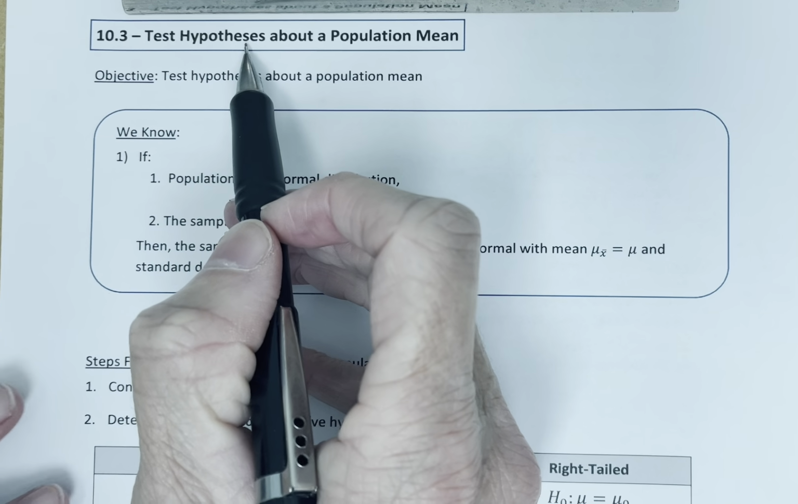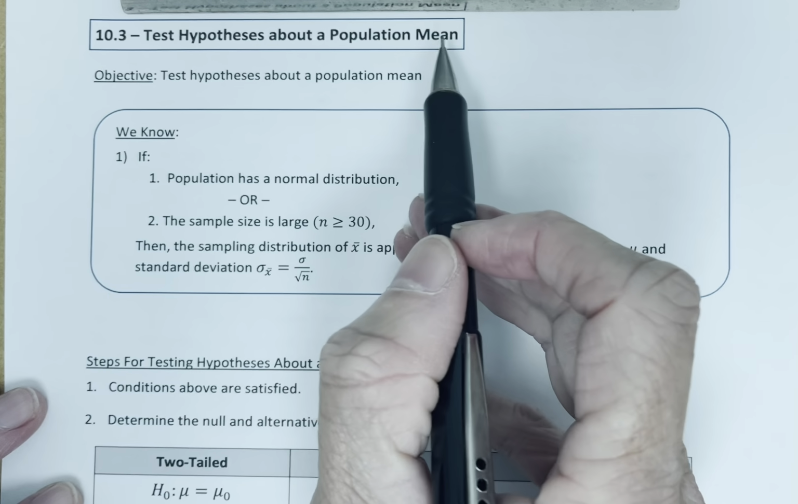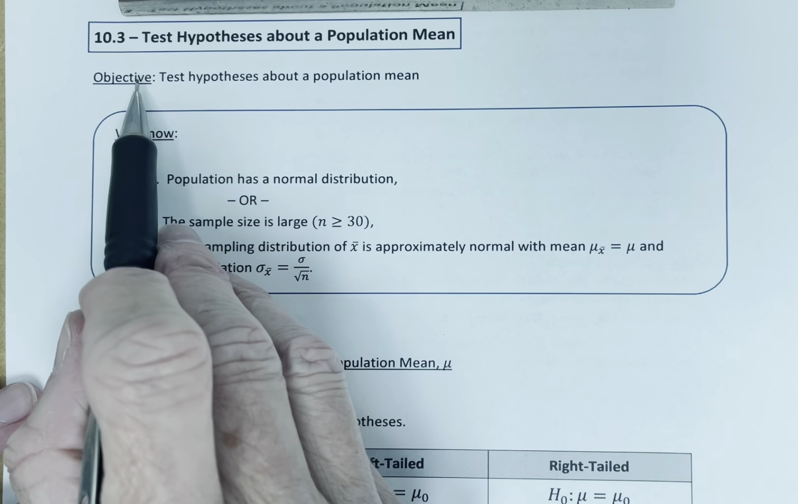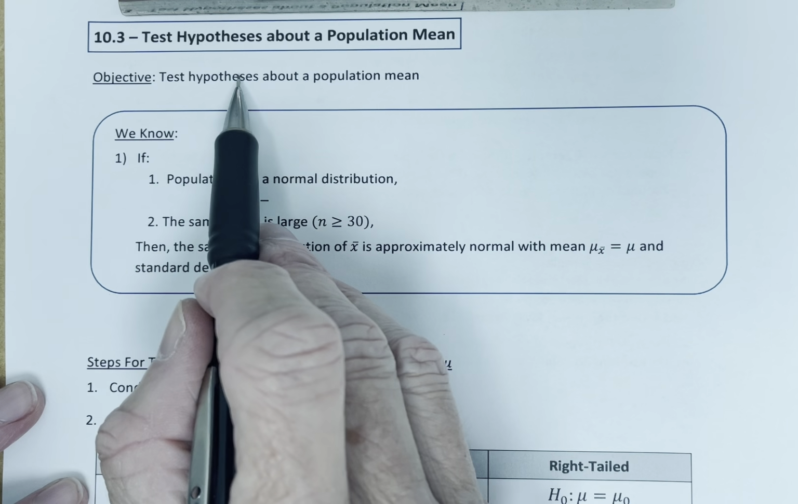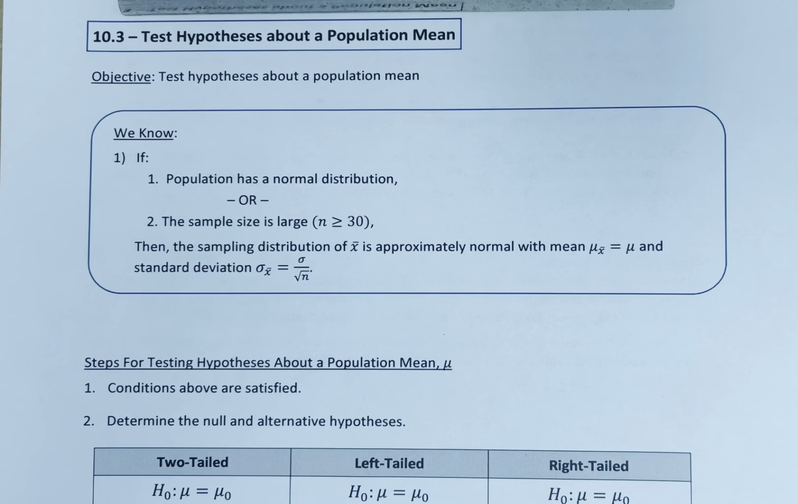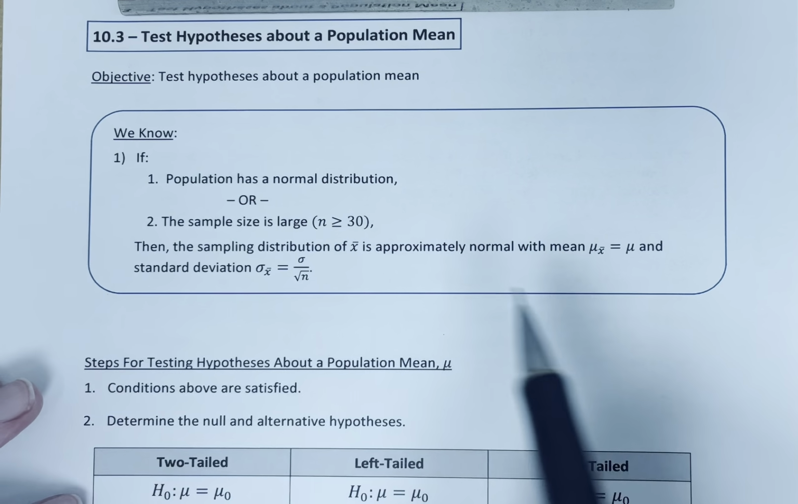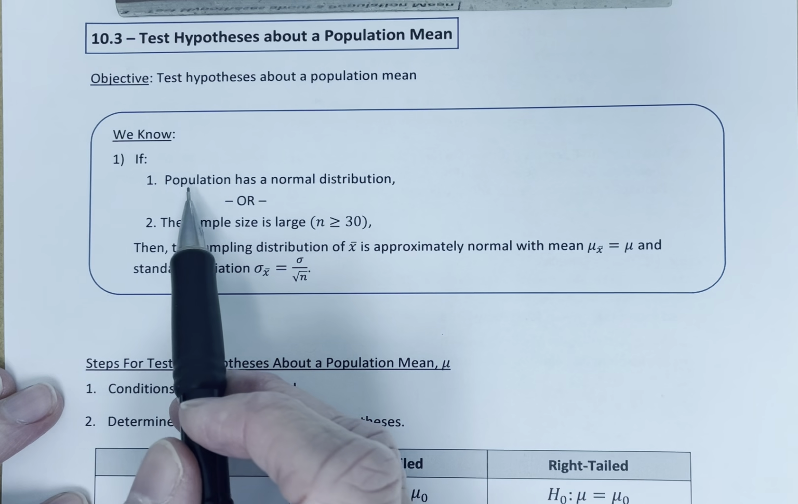Test hypotheses about a population mean. Our objective: do we want to test hypotheses about a population mean? Well, we finished up working with population proportions, and now we're going to work with population means. Let's remind ourselves what we know.